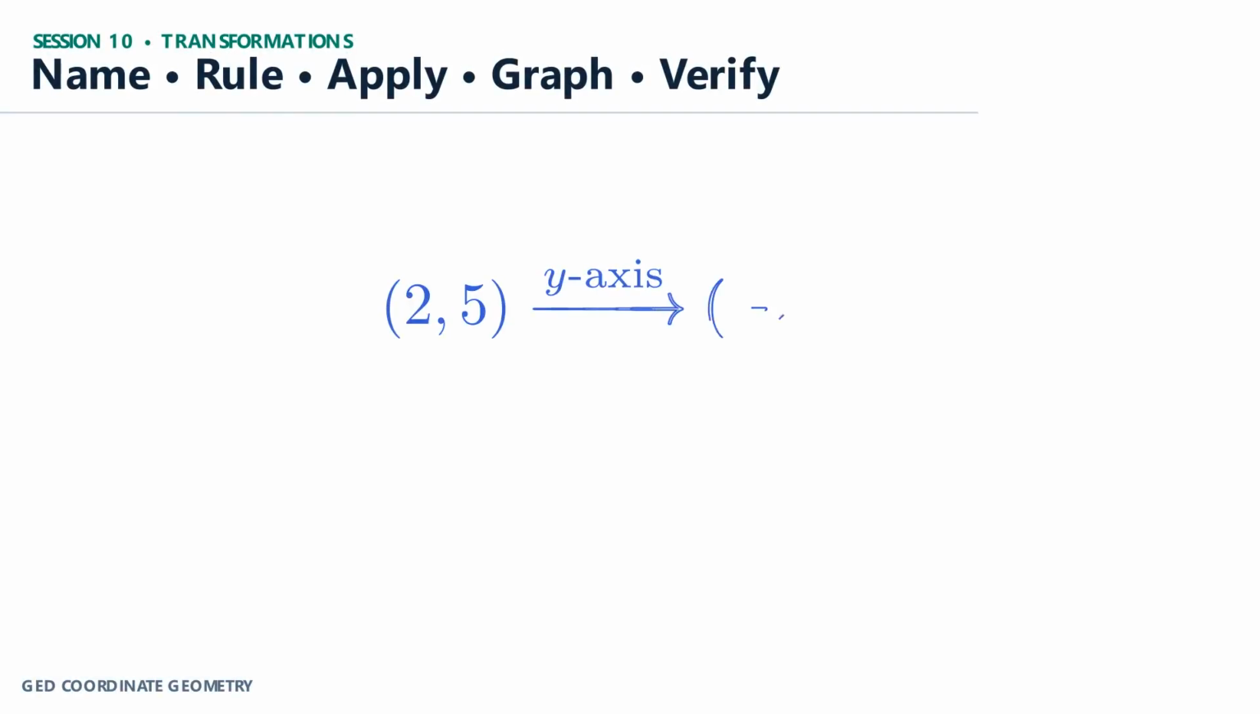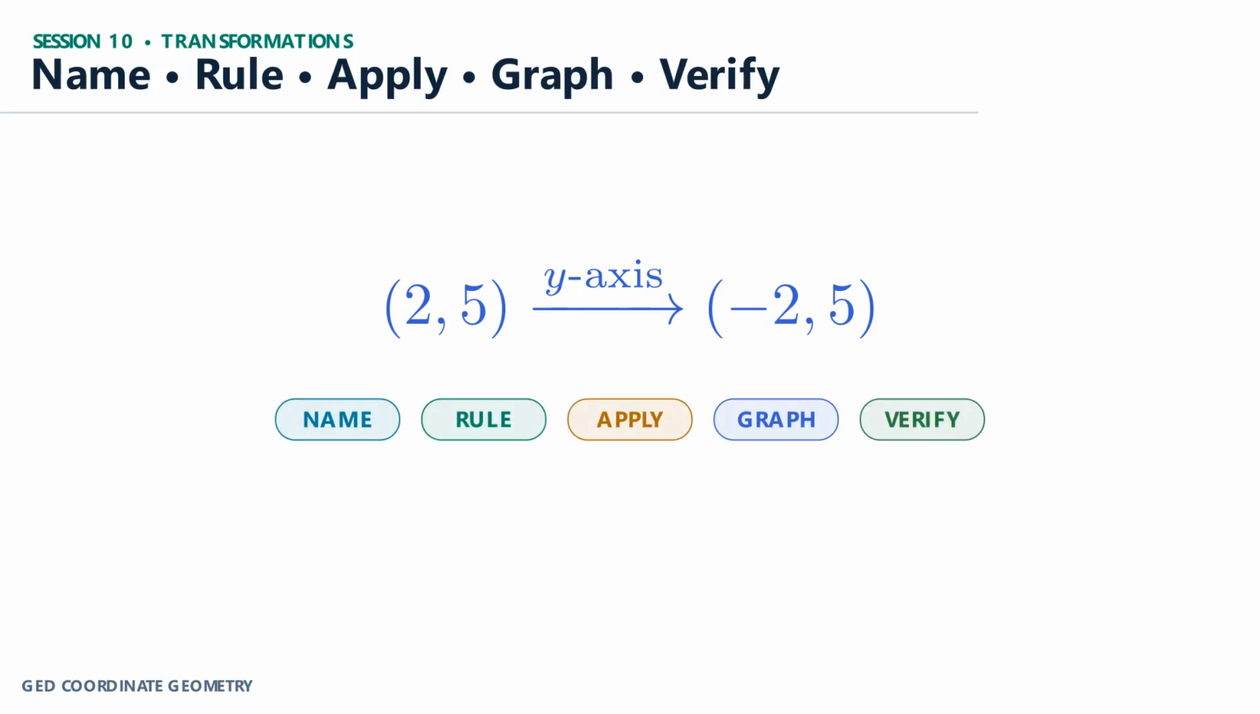Use this routine. Name the transformation and center or mirror line. Write the coordinate rule, apply it to every vertex, graph the image, and verify an invariant. Final check. Reflecting (2, 5) across the y-axis gives (-2, 5). Next, we will combine coordinate methods with scale, units, and real-world modeling decisions.